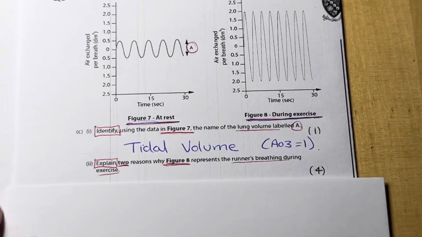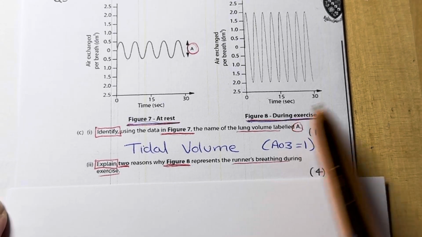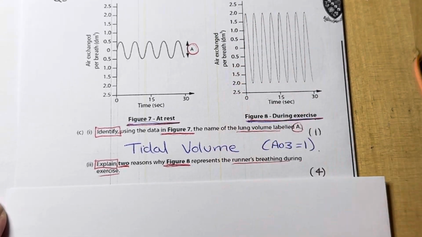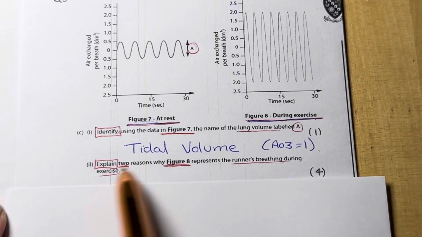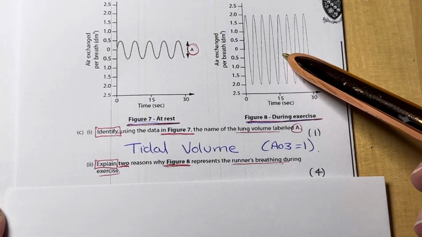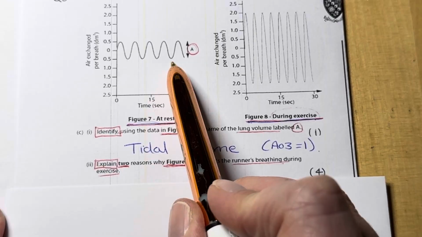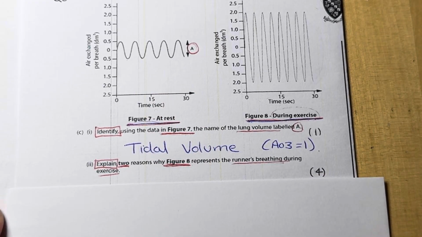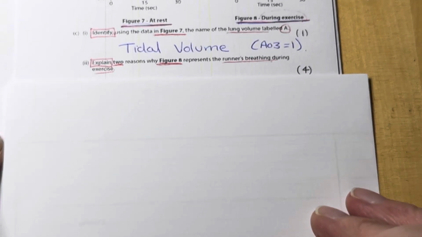Right, next part of the question. It then says explain 2 reasons why figure 8, so this time we're focusing on this graph here, represents the runner's breathing rate during exercise. So if we have a look at this graph, this is during exercise, and we're comparing it to this at rest. So 2 possible responses, and you could have had them in either order.